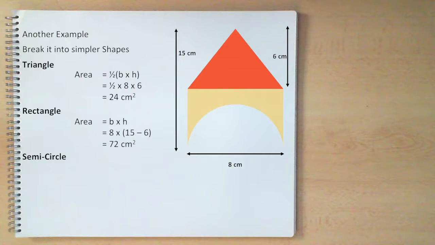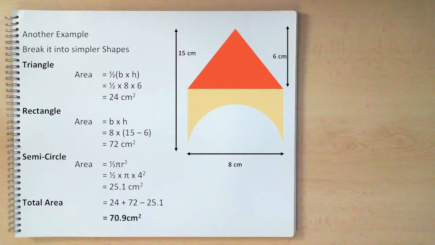We can move on now to the semicircle. The area of the semicircle, half pi r squared. R, again, in this case is 4. So we've got a half times pi times 4 squared, which is 25.1 centimetres squared. The total area, remember this time we have to subtract the area of the semicircle. The total area is 24 plus 72 minus 25.1, which gives us a total of 70.9 centimetres squared.